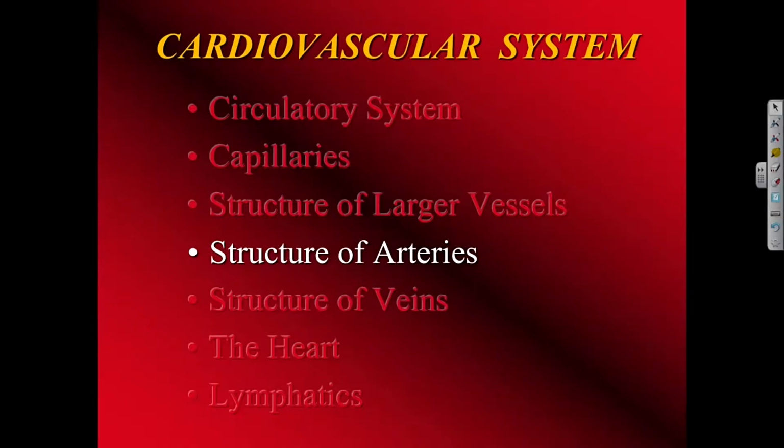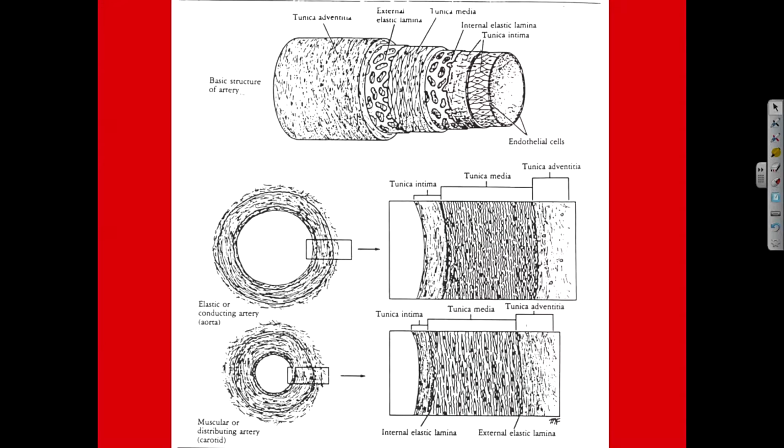Okay, so let's look at the structure of arteries then. So we now know that arteries have 3 basic layers: the tunica intima, tunica media, tunica adventitia. Okay, you need to memorize those 3 layers and what they're all about. So in cross section, the intima is the endothelial cells, okay, and maybe a bit of connective tissue, and then the internal elastic lamina. So the internal elastic lamina is part of the intima, okay, it's the boundary, but we consider it part of the tunica intima.